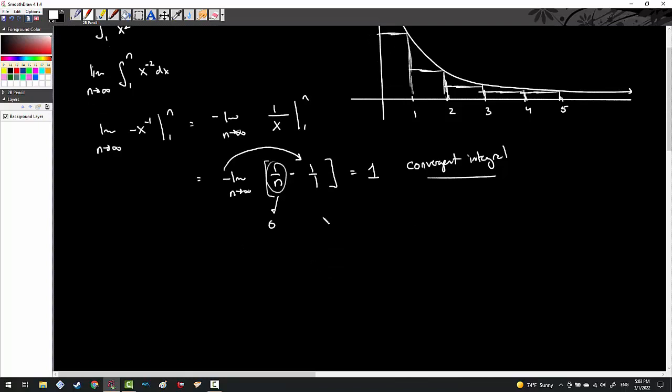So how does this relate to the series? Well, if I do the summation from n equals 1 to infinity of 1 over n squared, I know this thing is going to converge, because its associated integral from 1 to infinity of 1 over x squared dx also converged.